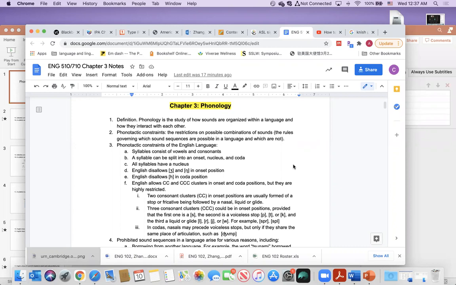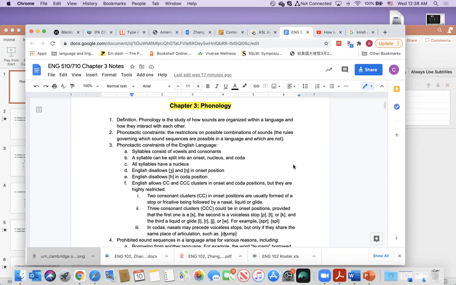As you studied phonetics for the last 2 weeks, you now know that phonetics is the study of individual sounds in a language. It studies the production, the physical structures, as well as the perception of individual sounds in a language. Phonology is different. It is the study of how sounds are organized within a language and how they interact with each other. File 3.1 is about phonotactic constraints in a language.